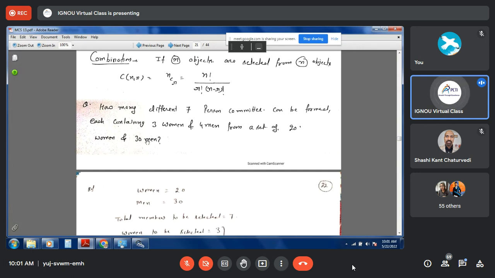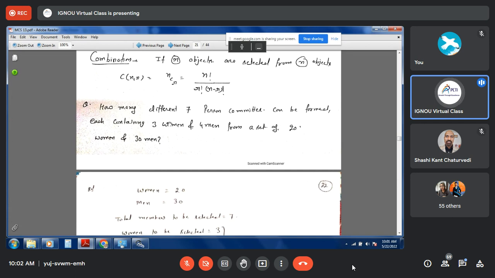For the welfare of the employees, a committee is to be constituted of 7 persons. In the 7 persons, the condition is that there should be 3 women and 4 men. Remember, this is the condition.